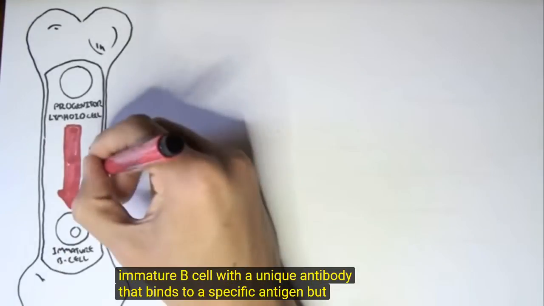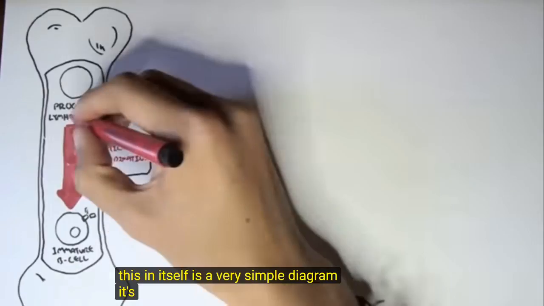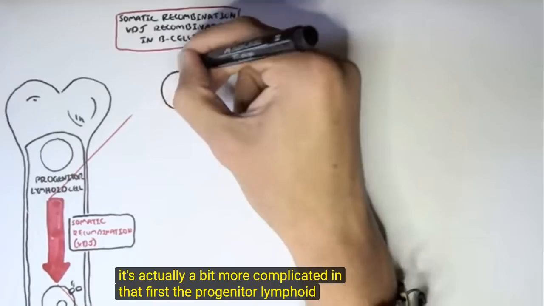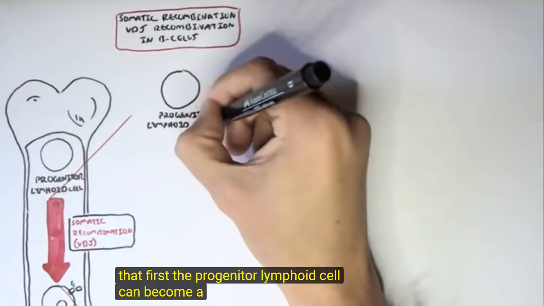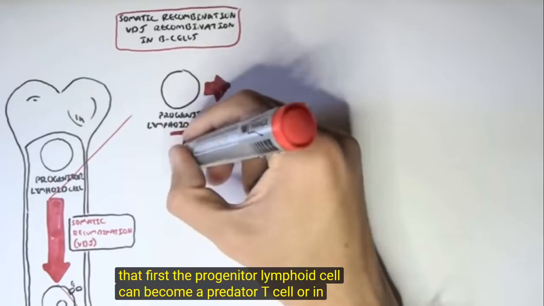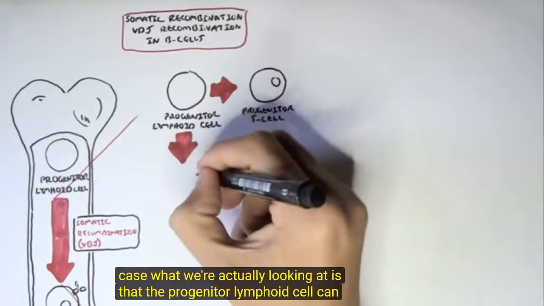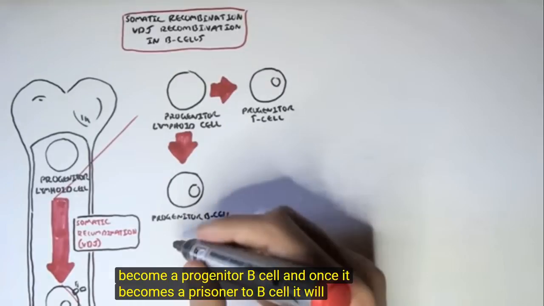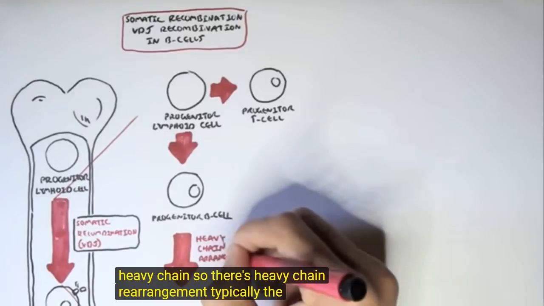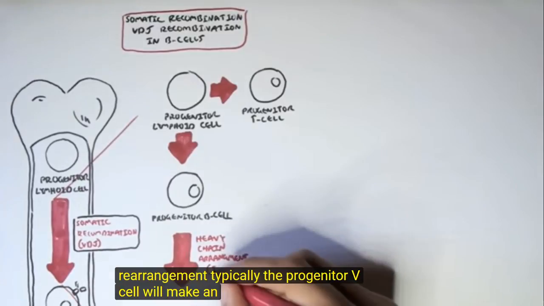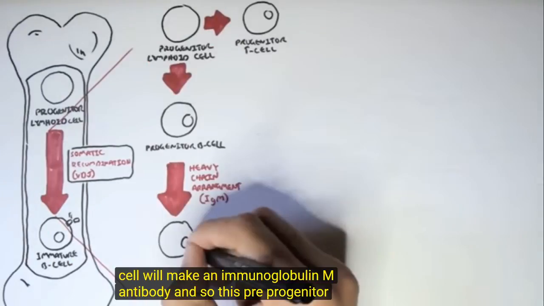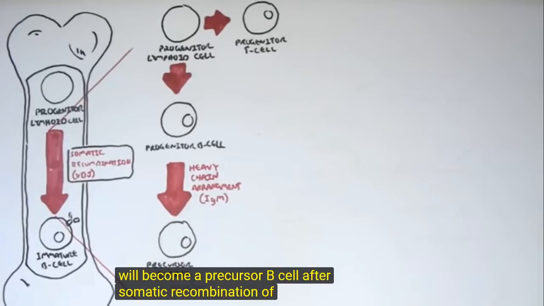But this in itself is a very simple diagram. It's actually a bit more complicated in that first, the progenitor lymphoid cell can become a progenitor T cell, or in this case, what we're actually looking at is that the progenitor lymphoid cell can become a progenitor B cell. Once it becomes a progenitor B cell, it will go through somatic recombination of the heavy chain. So there's heavy chain rearrangement. Typically, the progenitor B cell will make an immunoglobulin M antibody. And so this progenitor B cell will become a precursor B cell after somatic recombination of the heavy chain.